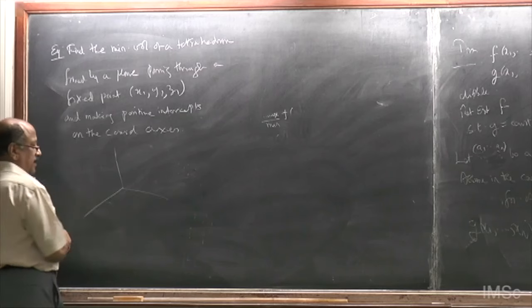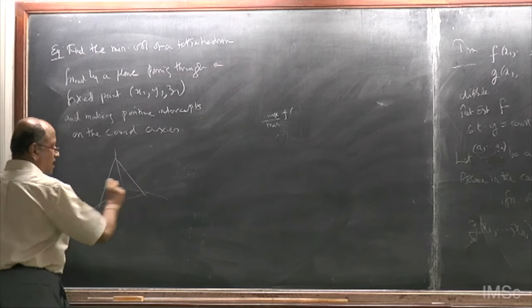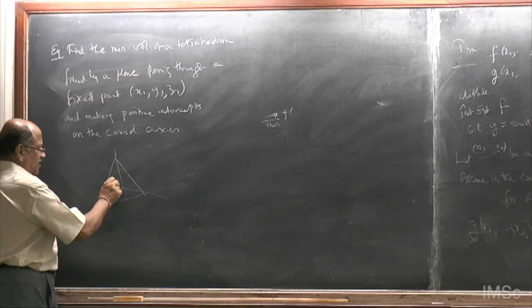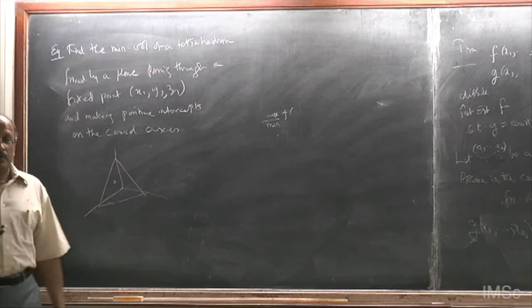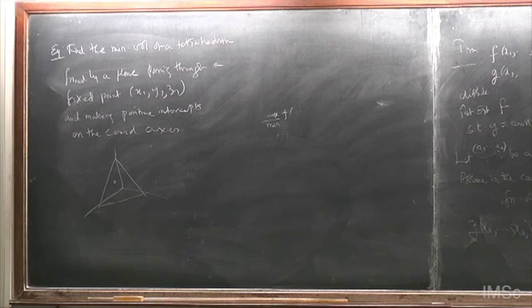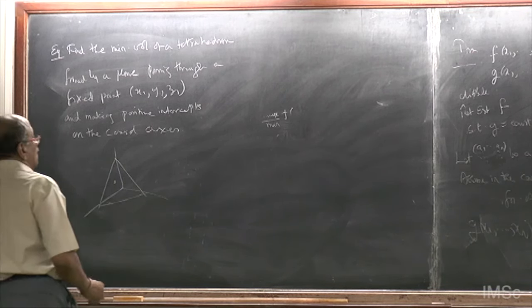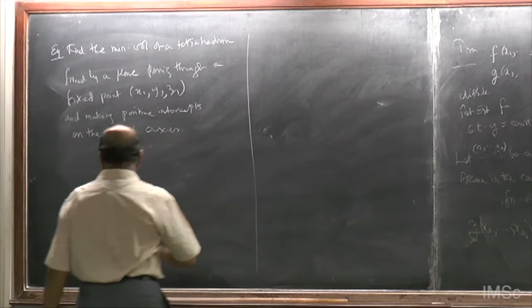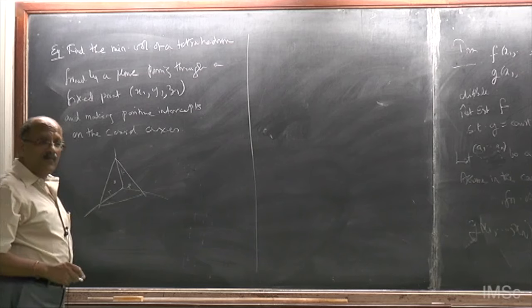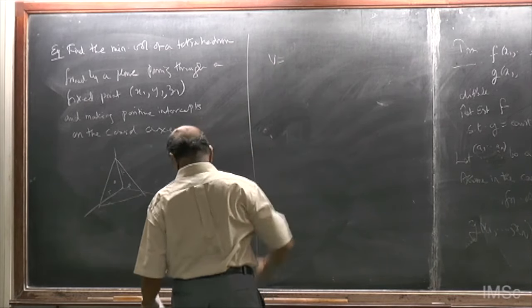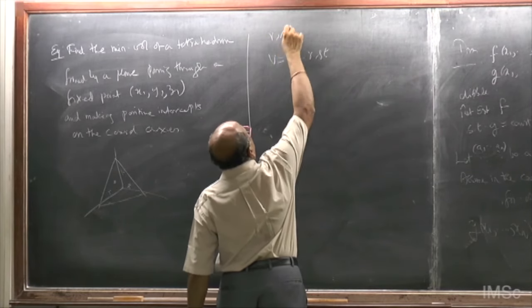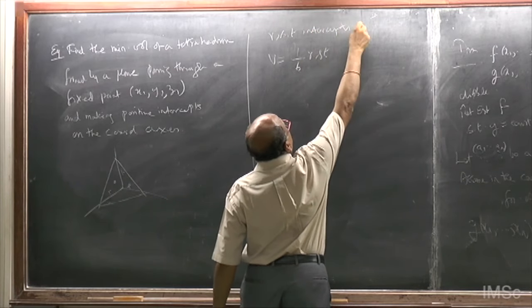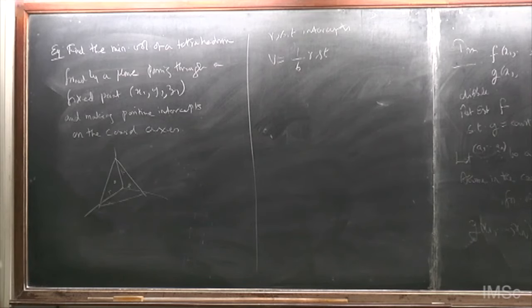So, you have the coordinate axis, you have a plane which makes positive intercepts on the coordinate axis and it passes through some fixed point x1, y1, z1. So, you want to find the volume of this tetrahedron which is there. So, if R, S and T are the intercepts, then what is the volume of the tetrahedron? Volume of the tetrahedron is 1 by 6 times RST, the product of the intercepts. So, that is the formula for the volume of the tetrahedron: 1 by 6 RST.